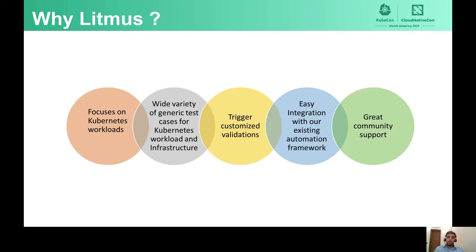wherein we can configure the time between the two probe executions and the particular instance where you want to execute the probe, like at the start of the chaos injection or during the chaos injection or towards the end of the chaos injection. This gives the required flexibility to run the validations. Also, it is easy to integrate with our existing automation framework. Litmus also has great community support, which is really good for an open source project.